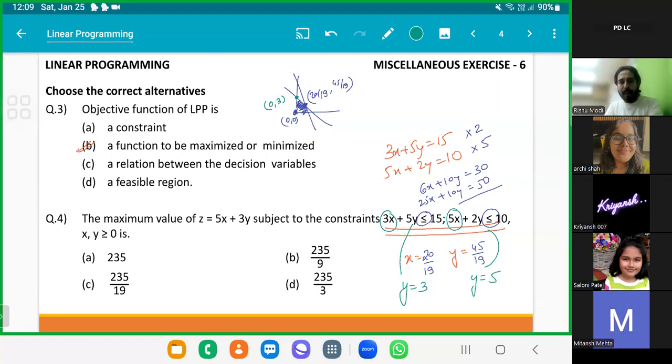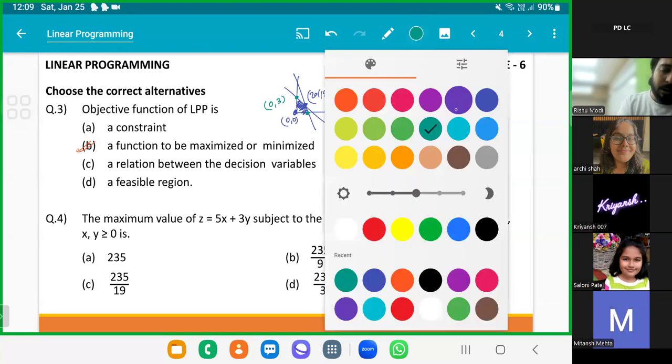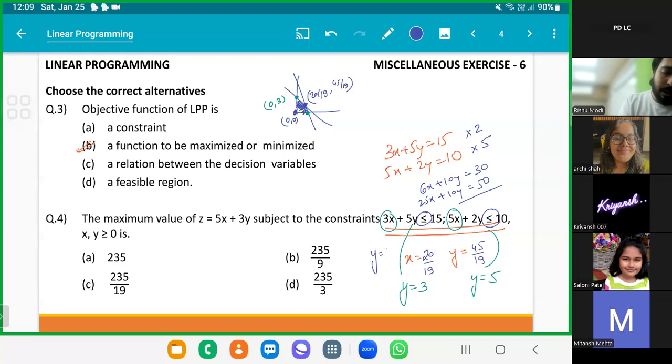So I get 0, 3 as my second point, after the point of intersection. Similarly, to get the x-axis point, I will substitute y equal to 0 in both the equations. I will get x equal to 5 in the first part, and x equal to 2 in the second part. So my next point becomes 2, 0 on the x-axis. So there are 4 points to find the maximum value. What are those 4 points? 0, 3; 2, 0; 0, 0; and the last one is 20 by 19, 45 by 19.